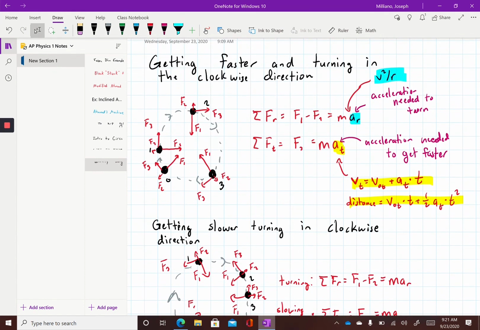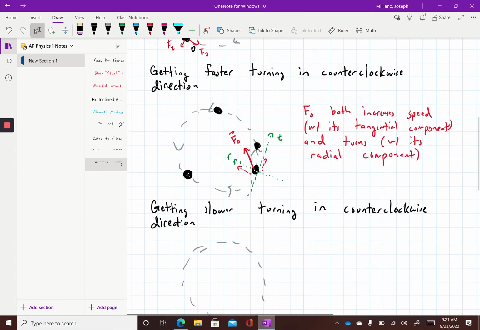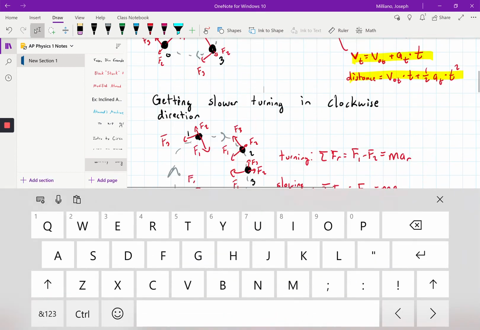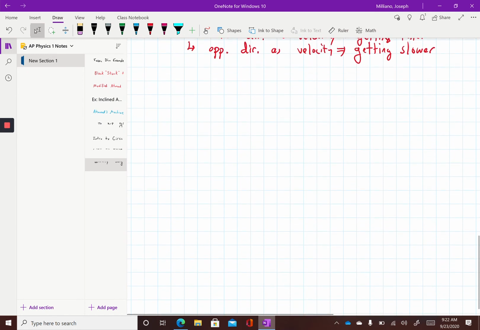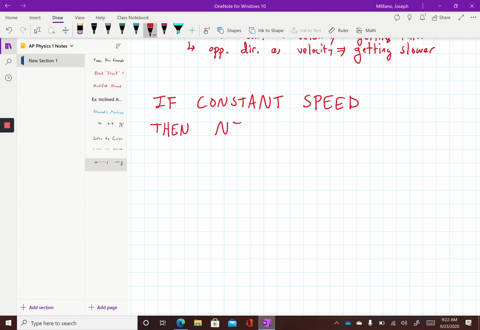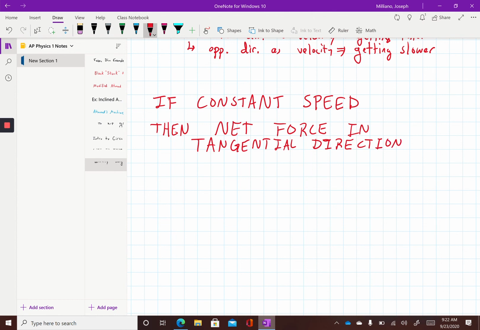Like I said, in the future we'll probably focus mostly on things turning at a constant speed, where there is no net force in the tangential direction. Actually, I want to really emphasize that point because that's where a lot of students get confused. So if constant speed, then net force in the tangential direction is 0. Oh, that's not how you spell 0.